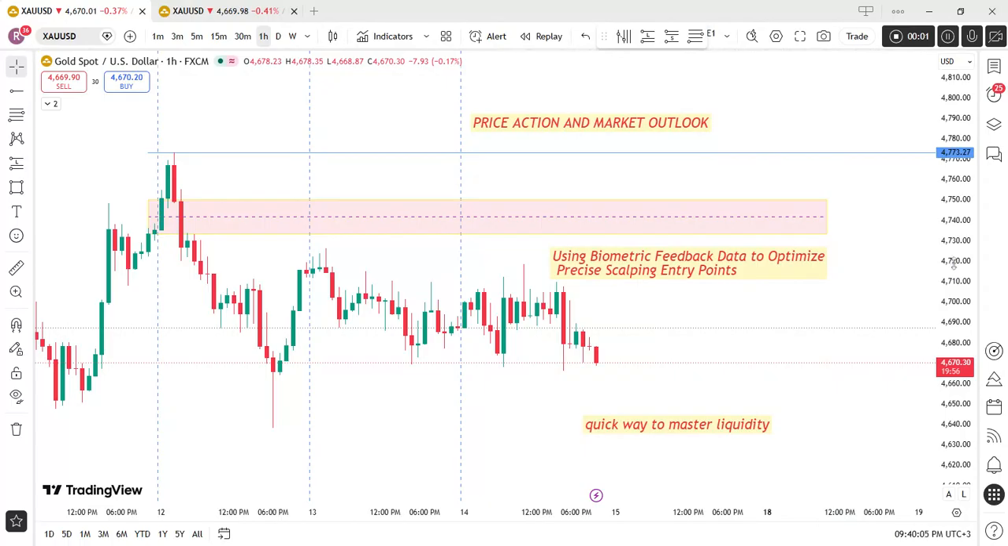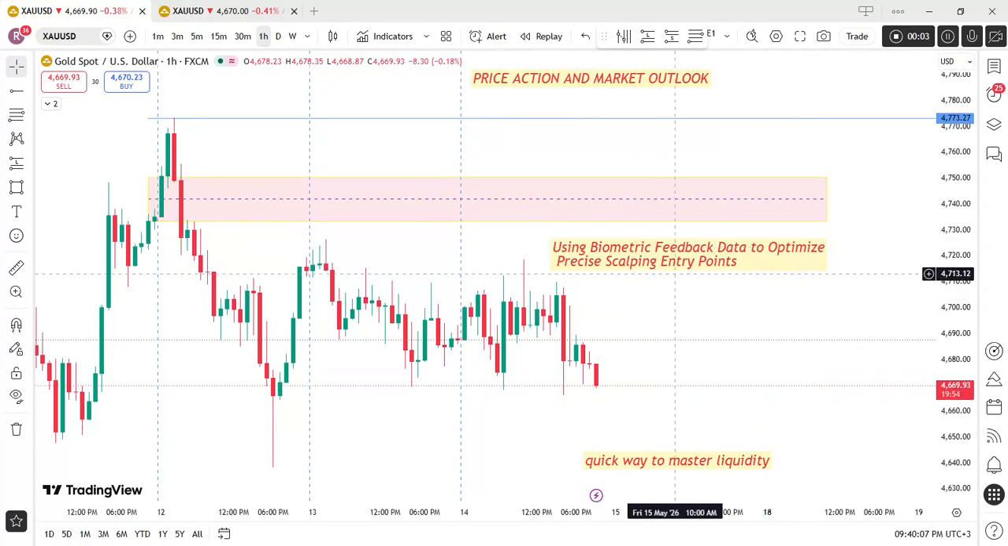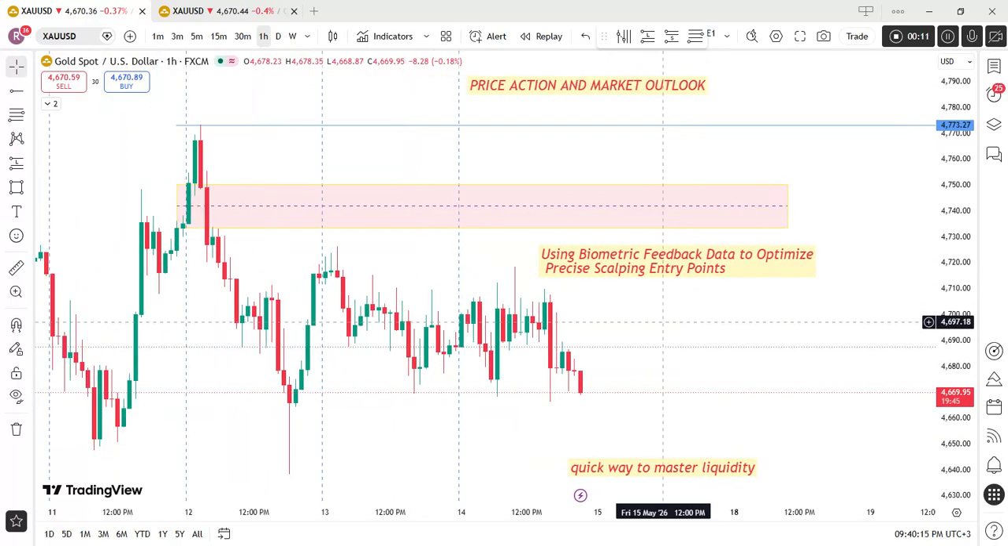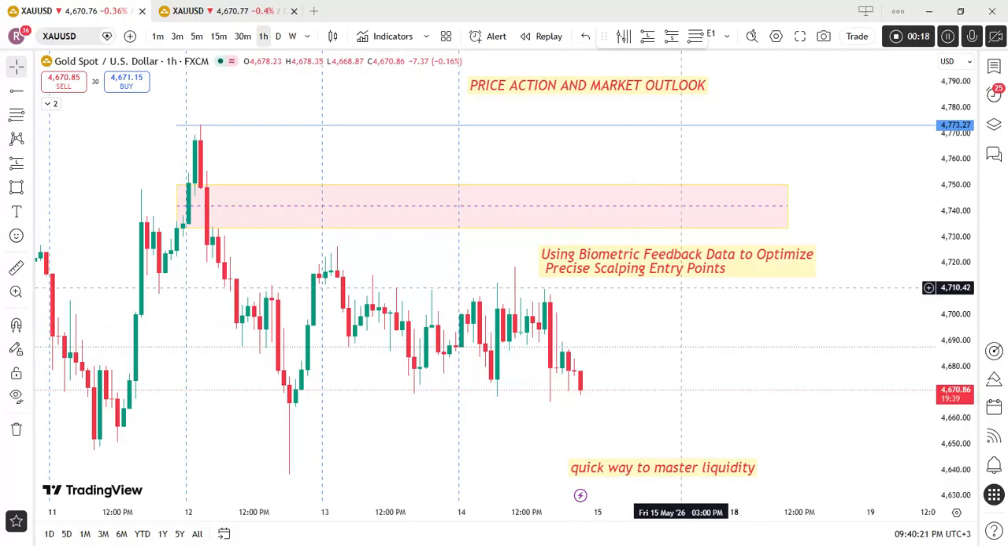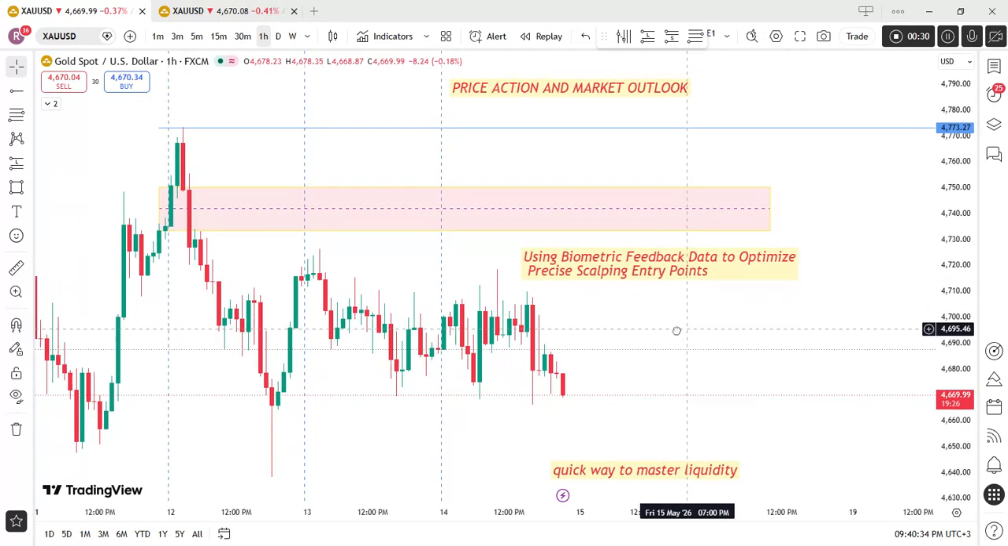So in a previous video I talked about using biometric feedback data to optimize precise scalping entry points, and I talked about using devices like the smartwatch and the... I've forgotten the name, but those are some of the devices that you can use to monitor your reaction, or how you behave under different circumstances.